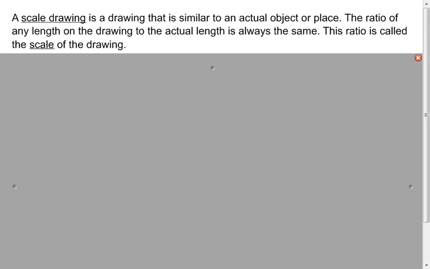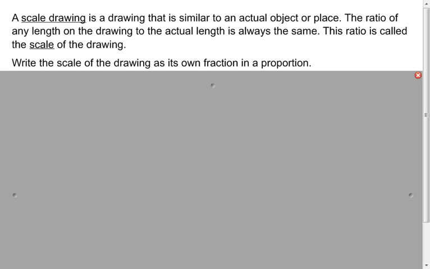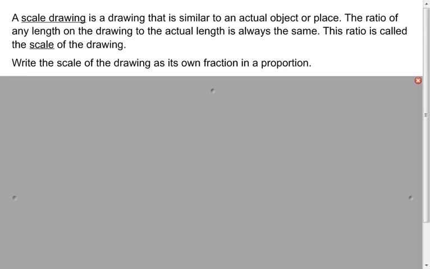The ratio of any length on the drawing to the actual length is always the same. So you're comparing the drawing to what's actually in real life. That ratio is called the scale of the drawing. It's important that when you have a scale problem, you always write the scale as its own fraction when you set up a proportion. Here's what I mean by that.